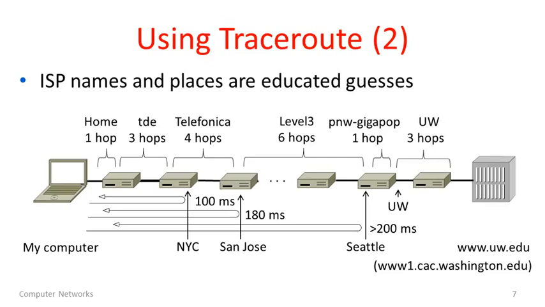Okay, so in this slide I've taken the same information as from our example before and just laid it out a little differently to show you the path between my computer and the destination that I was probing. Here I call it www.udub.edu, even though in the traceroute at the end we actually saw that the name was an alias for this other computer's name, www1.cac.washington.edu. I'll point out here that the ISP names and places in the middle are just educated guesses based on the information returned from Traceroute.